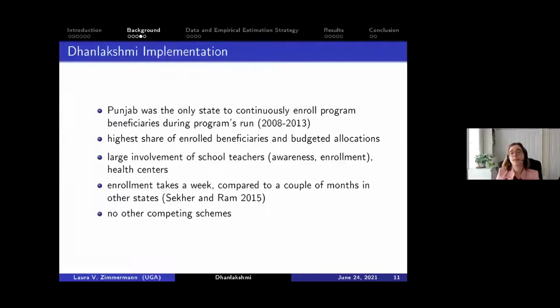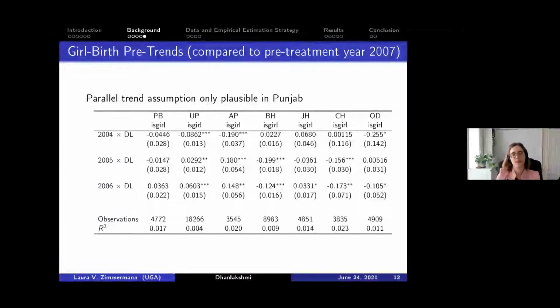Punjab, on the other hand, continuously enrolled program beneficiaries during the entirety of the pilot run. And I should mention that while the program ended in 2013, it only stopped enrolling new beneficiaries. Existing beneficiaries actually keep receiving those payouts. There was a large enrollment by school teachers, which helped raise awareness and also enroll students and girls into the program, and health centers were also very actively involved. It also helps that there were no other competing schemes, so there was no confusion about these benefits.